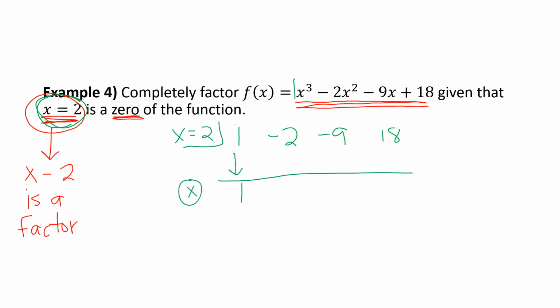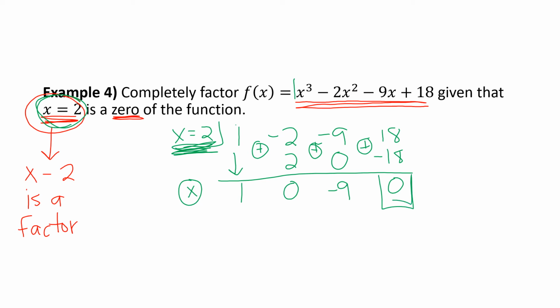2 times 1 is 2, and add. -2 plus 2 is 0, and repeat. 2 times 0 is 0, and -9 plus 0 is -9, and repeat. 2 times -9 is -18, and 18 plus -18 is 0.